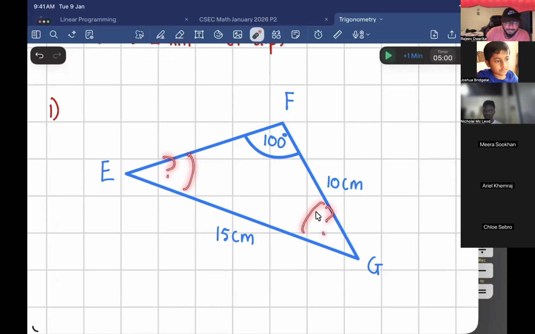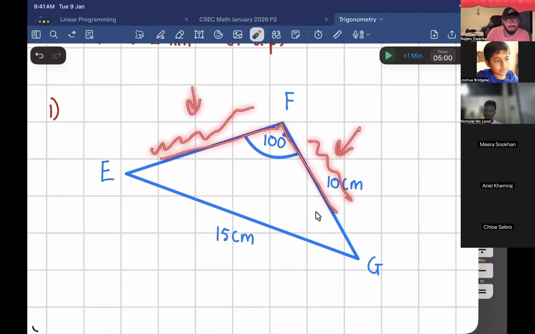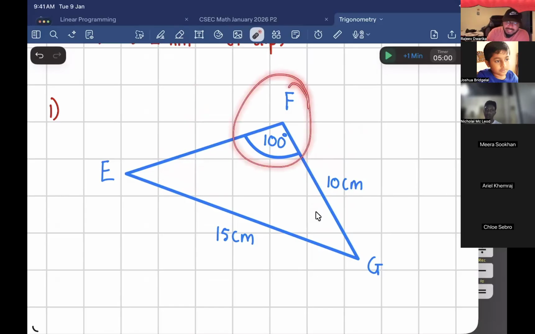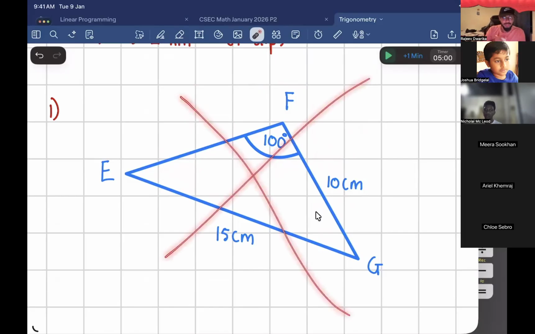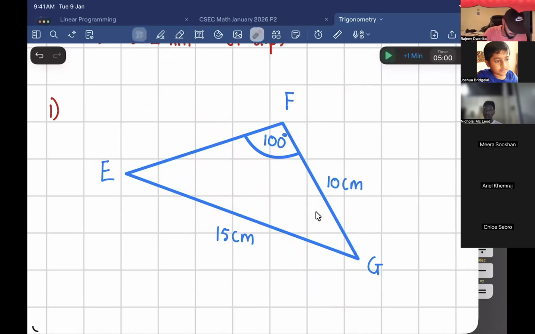Now, for this to be an included angle, we are supposed to know the lengths of the sides right next to it. Do we know the lengths of both of these sides next to it? No, sir. So you can't use the cosine rule. In other words, angle F is not an included angle. An included angle is an angle between two known lengths. So I would not be able to use the cosine rule for this.